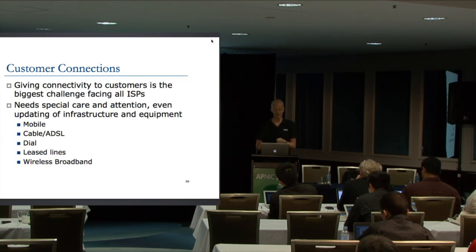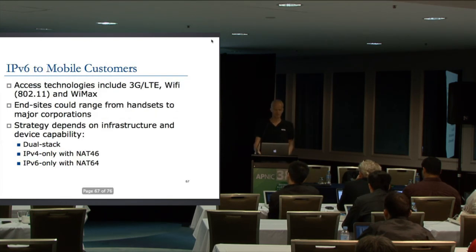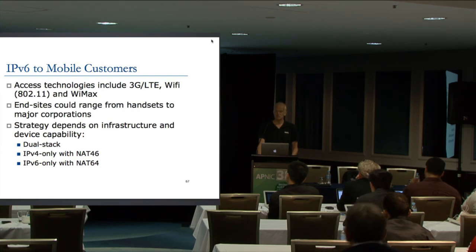So mobile, cable, ADSL, dial-up, yeah, we still have dial-up, leased lines, and wireless broadband. So mobile, well, 3G, 4G, Wi-Fi, WiMAX, any of these mobile type technologies. What about your handsets? Major corporations can be using that. We talked about the tethering and so forth earlier. Strategy depends on infrastructure, device capability, dual stack, v4 only with NAT46, v6 only with NAT64. We talked about DS-Lite, we talked about 464XLAT, all that type of thing.